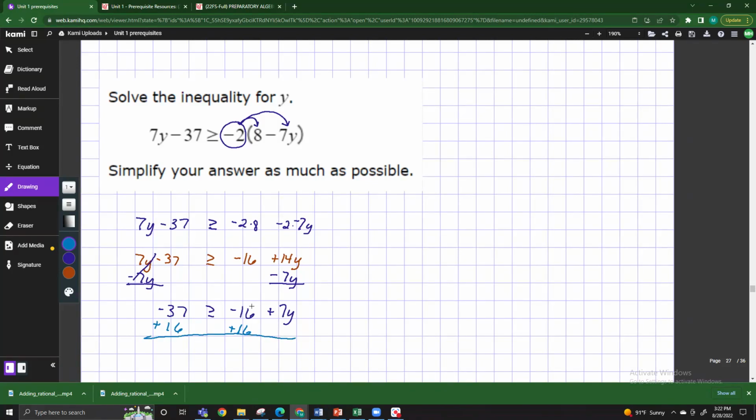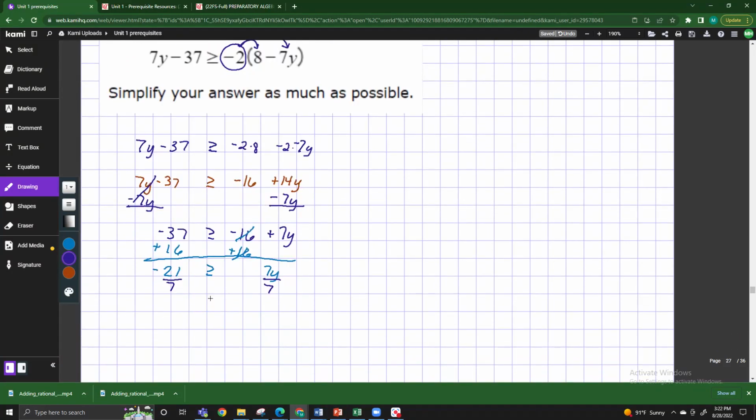Okay, yet again, they're opposite signs, so I'm subtracting them, so I have negative 21 is greater than or equal to 7y. Divide both sides by 7. I am dividing by a positive number, so my inequality is not going to change, even though my answer is negative. I have a negative 3 greater than or equal to y, and you could also write this as y is less than or equal to negative 3, because it's got the pointy part by the y. Both are the correct answers. Both should be accepted. And there you go.